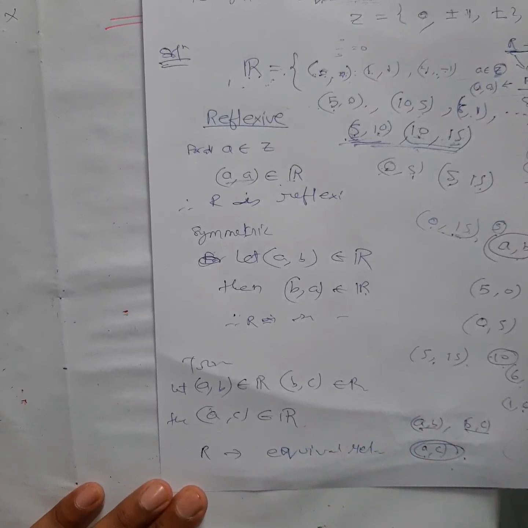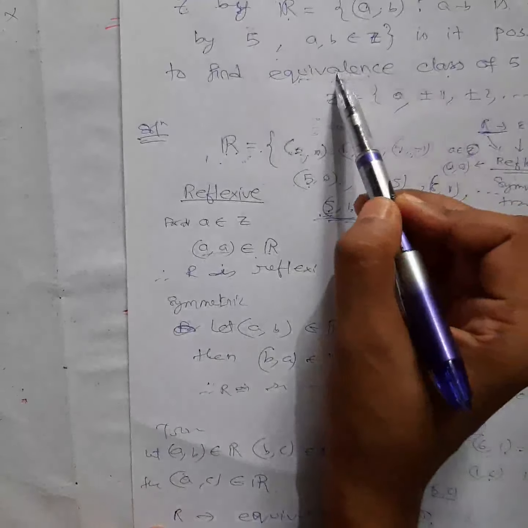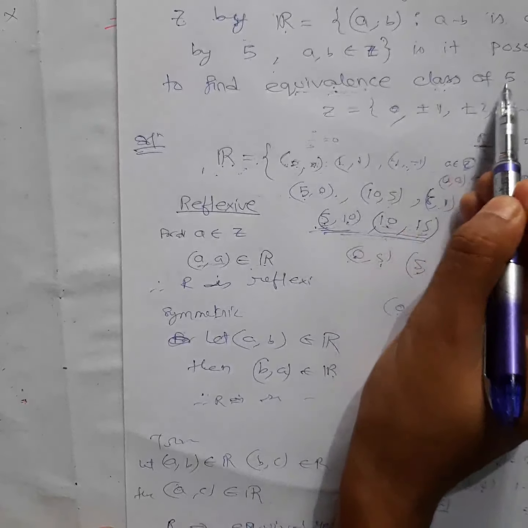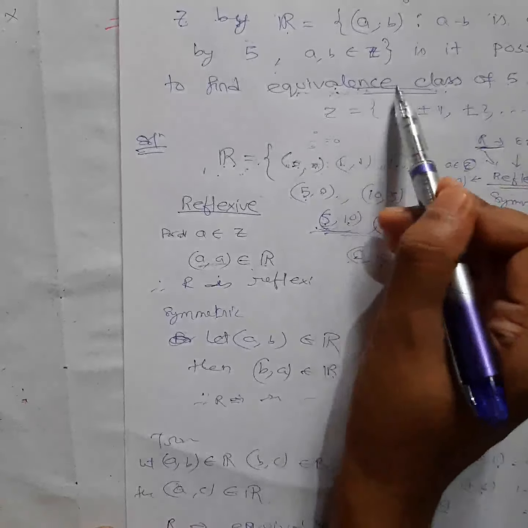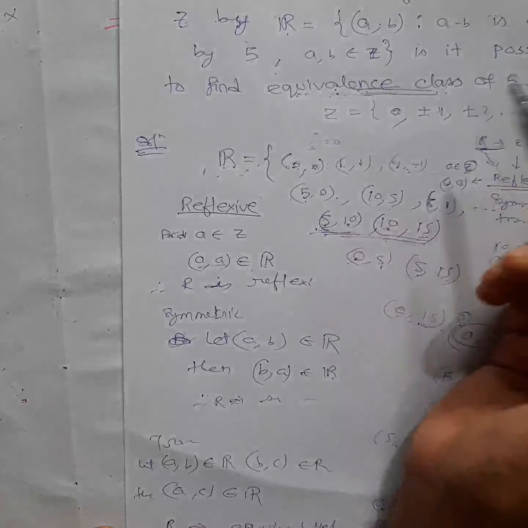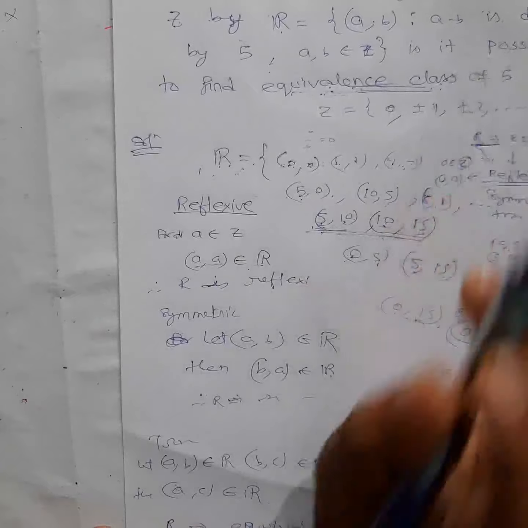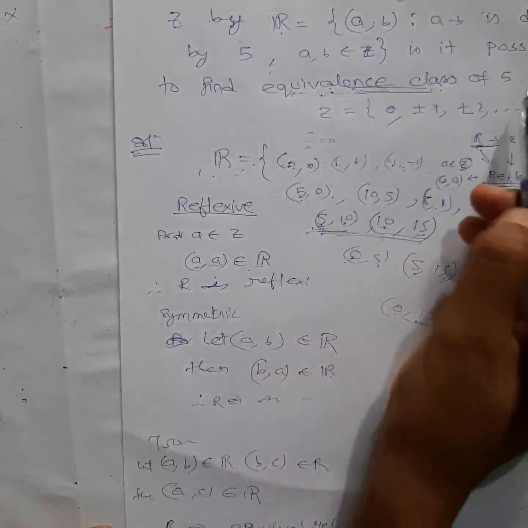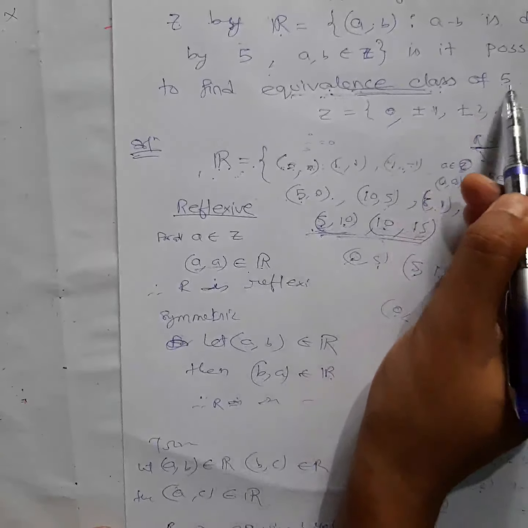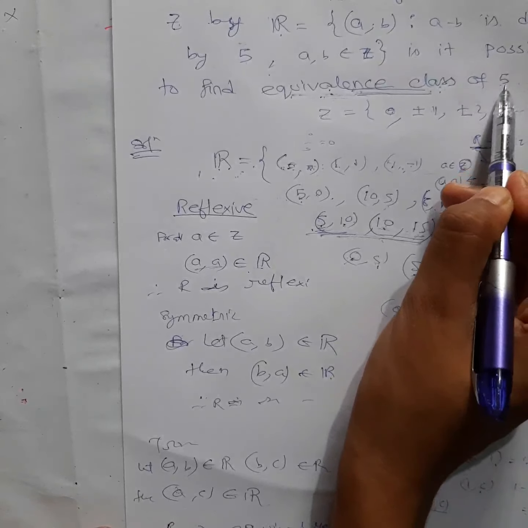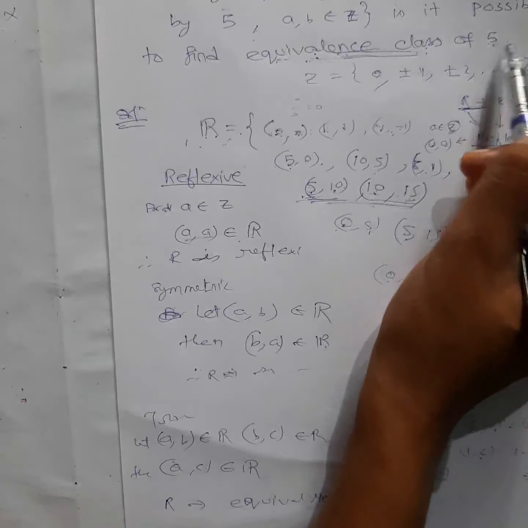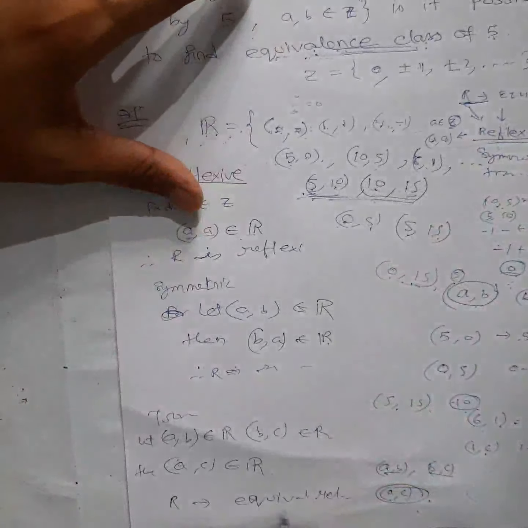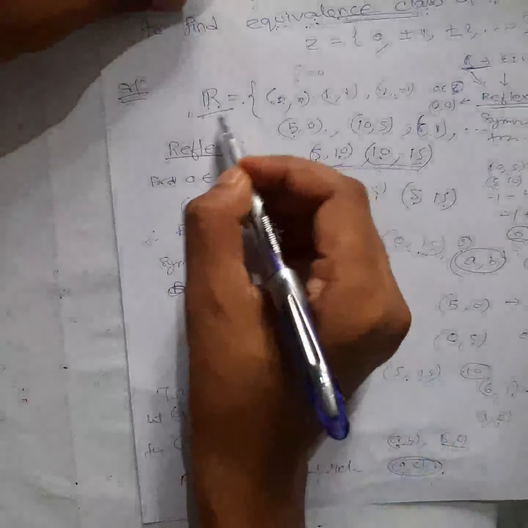Done. Now equivalence class. First thing, what was the definition? Equivalence class of 5 will be what? It is a set, first thing. Most of you have not written it in terms of a set. Equivalence class is a set. What kind of set? It is a set of elements which are related to 5. So from where will you find that set? From your equivalence relation only, from this set only.